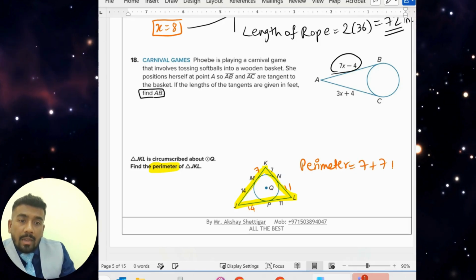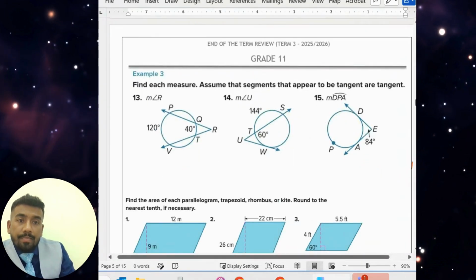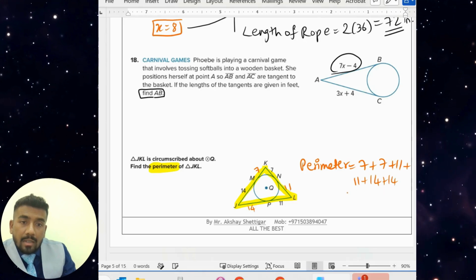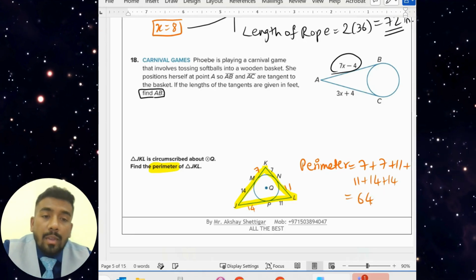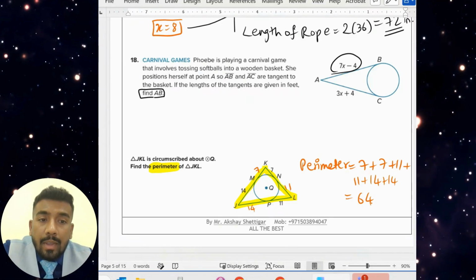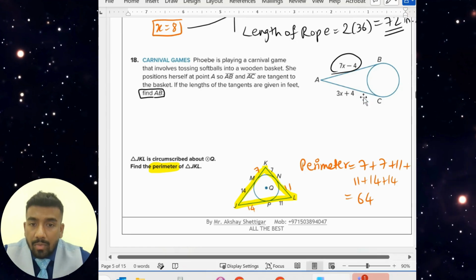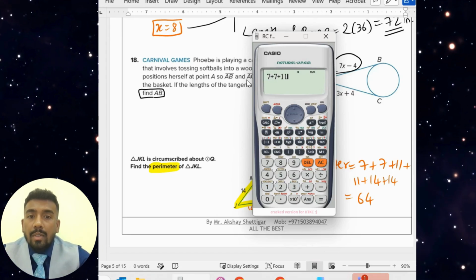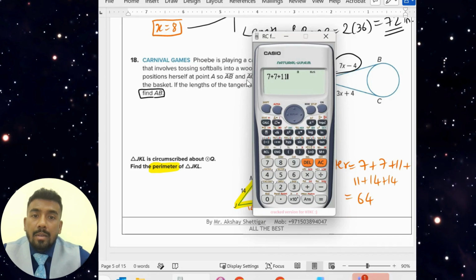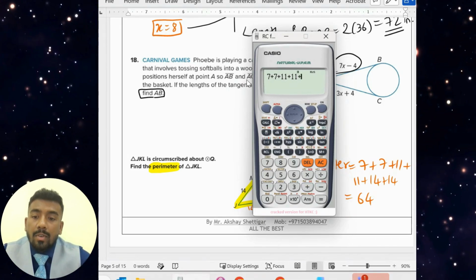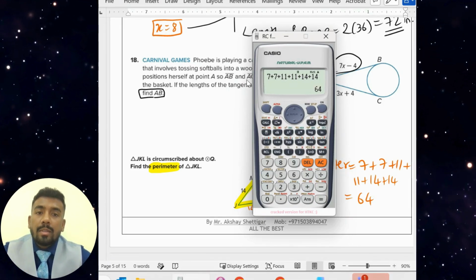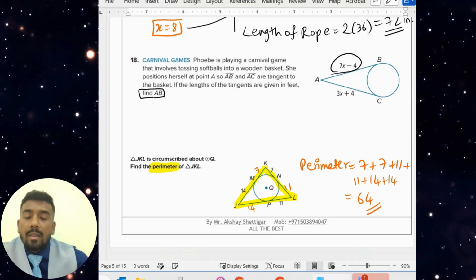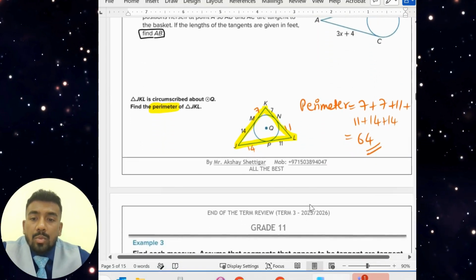7 plus 7 plus 11 plus 11 plus 14 plus 14. That's it. How much do you get? I think it's 64. Okay, that will be the answer. Let me verify. Is it 64? 7 plus 7 plus 11 plus 11 plus 14 plus 14. Yeah, 64. So that's the answer. Easy peasy. Let's go to the next one.